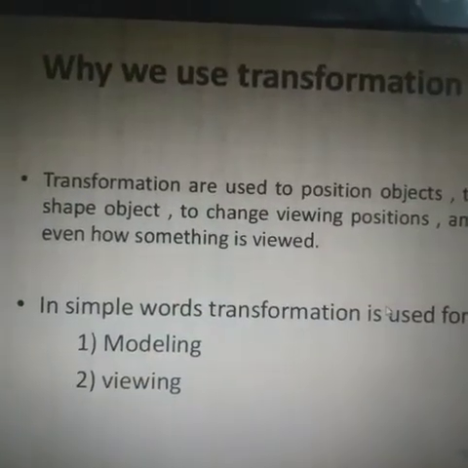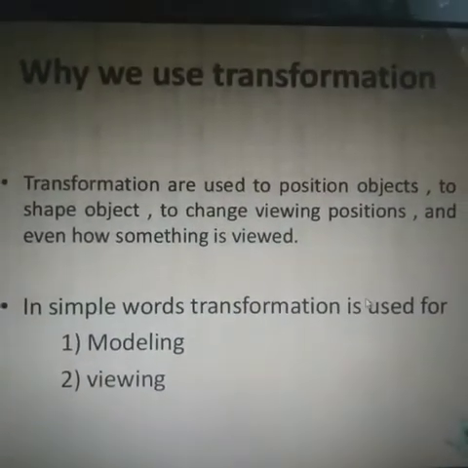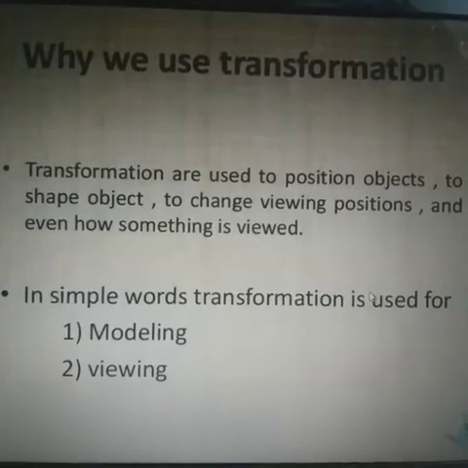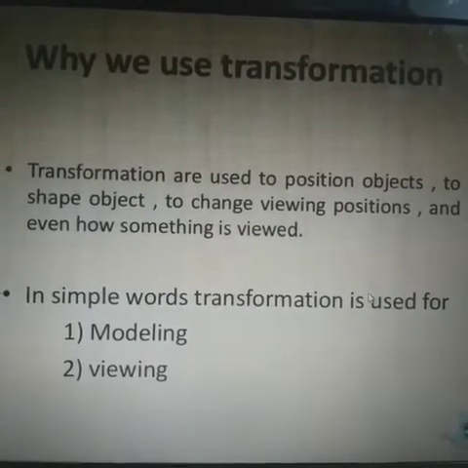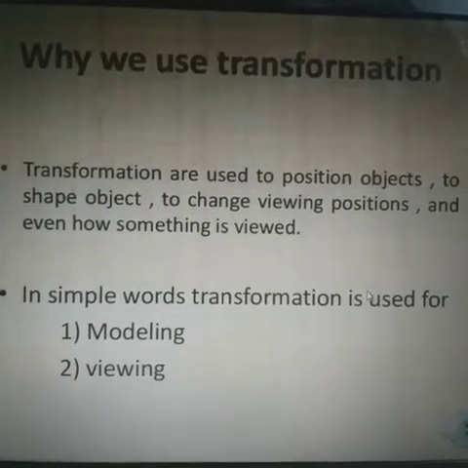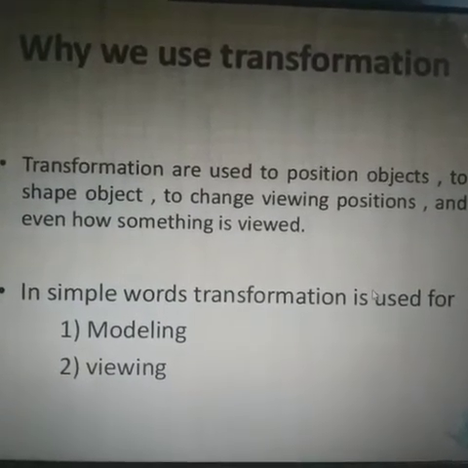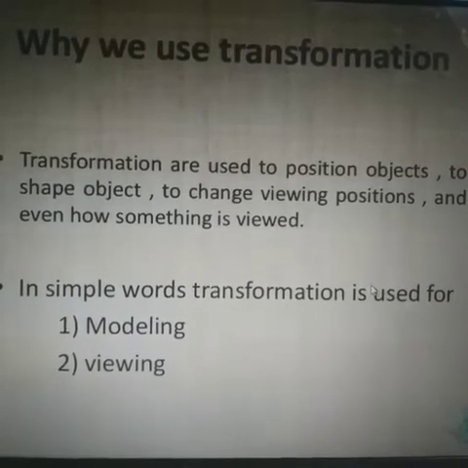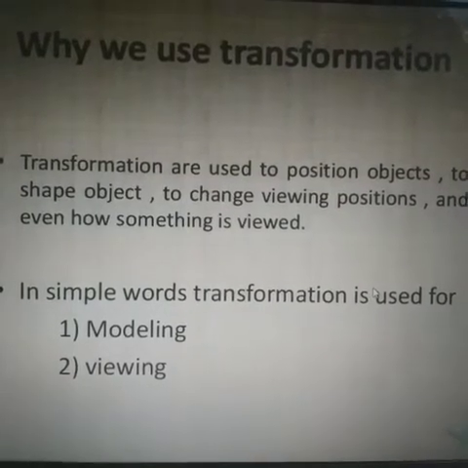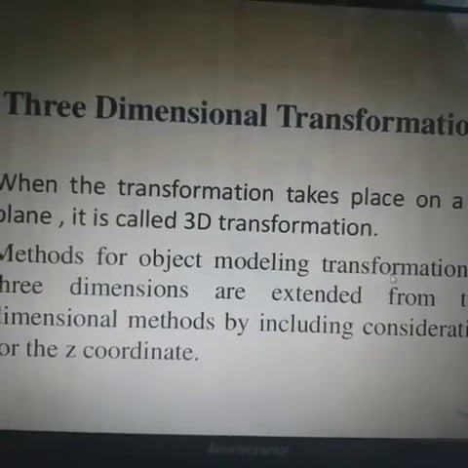One question that arises many times in final exam papers, in Section A containing 2 marks, is why we use the transformation. The answer is that transformations are mainly used to position the object, to shape the object, and to change the viewing position. So even how something is viewed, we can transform in any form according to rotation, reflection, and scaling. In simple words, transformation is used for the purpose of modeling and viewing.